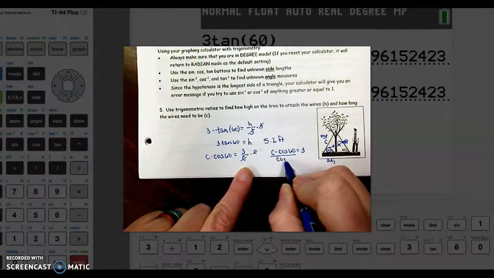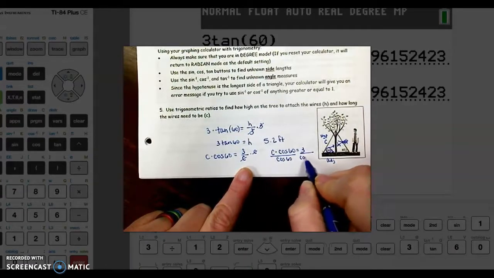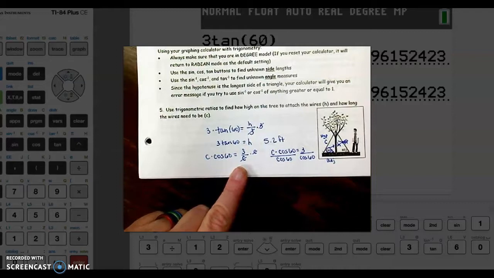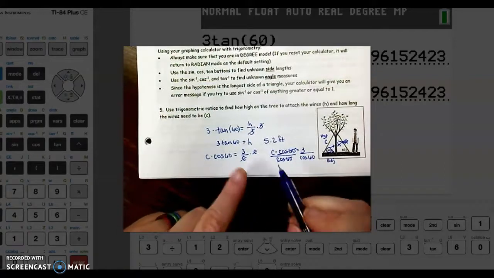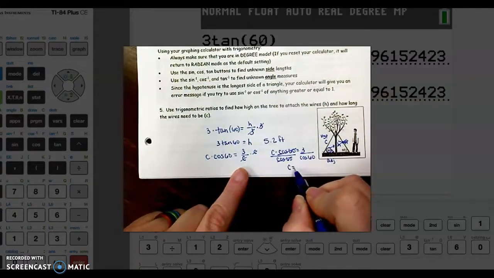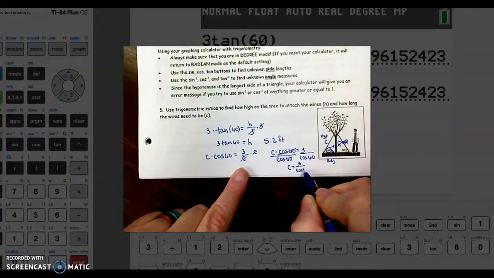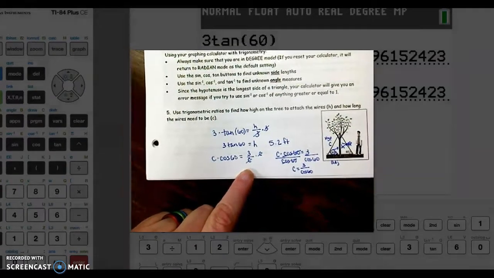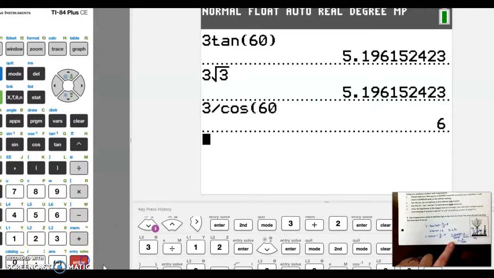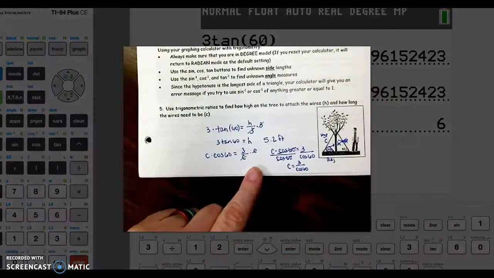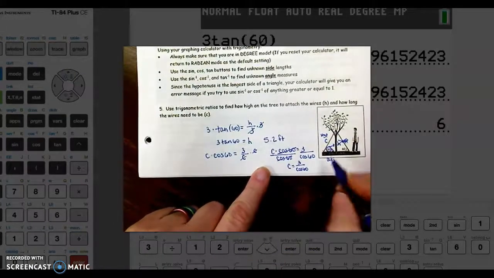So I'm going to divide by the cosine of 60, and what I do to one side, of course, I have to do to the other to keep it balanced. When we divide a number by itself, it's 1, so those cosine of 60s cancel, leaving c by itself. So c is equal to 3 divided by the cosine of 60. That's what we're going to be putting in our calculator: 3 divided by the cosine of 60. And you'll see we get the same thing we got when we did our special right triangles. We knew from special right triangles the hypotenuse was double the length of the short leg, which is 6. And that's exactly what we get here.